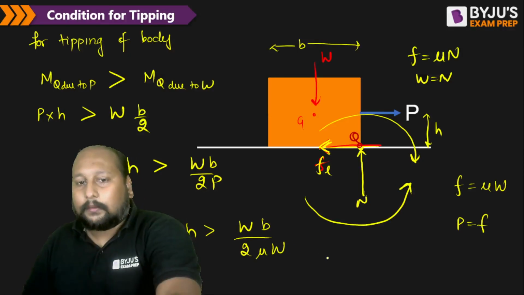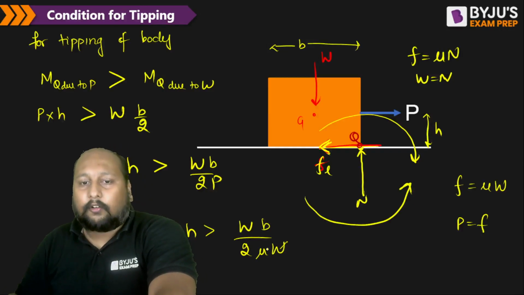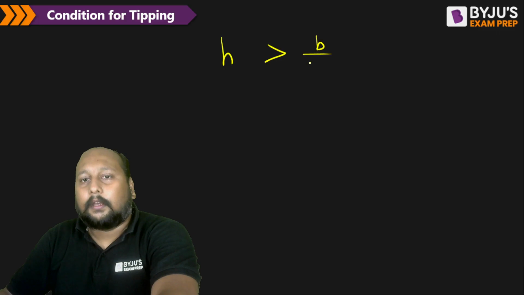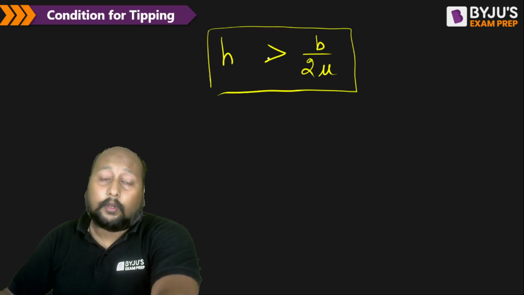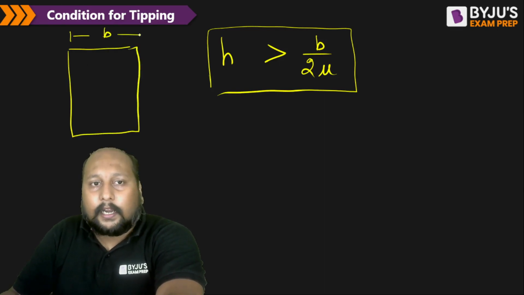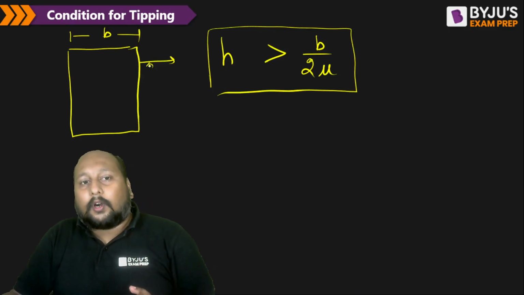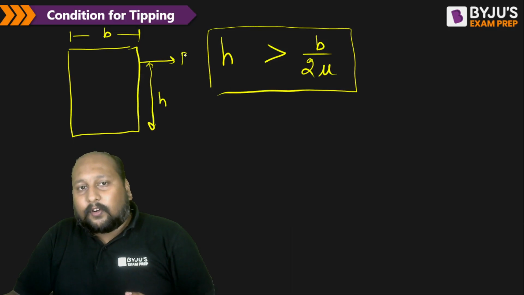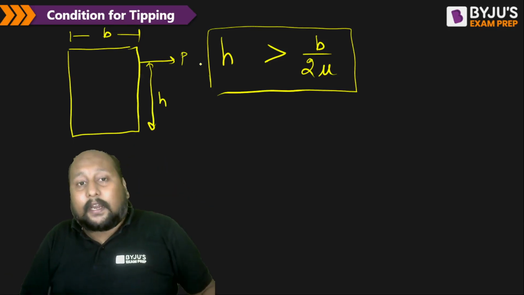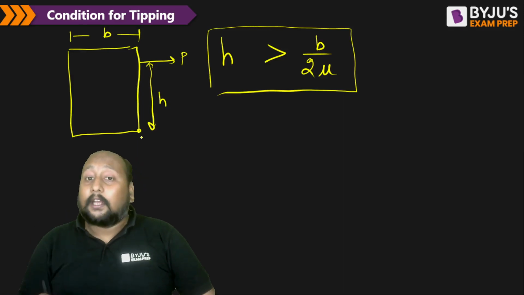So H is basically, we are getting the value, very important, H should always be more than B by 2 mu. That means if you are having a block which is having a thickness of B, and if you're applying a force more than that of this height, then the body will be tipping about this. The body will be about to tip.